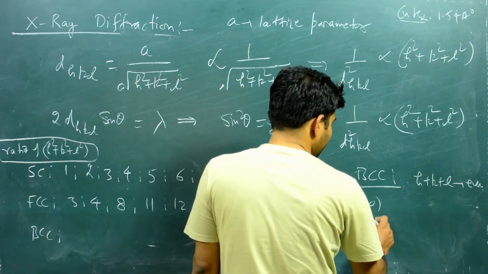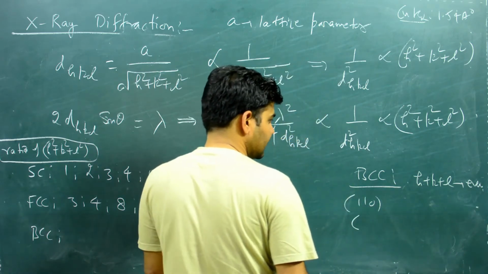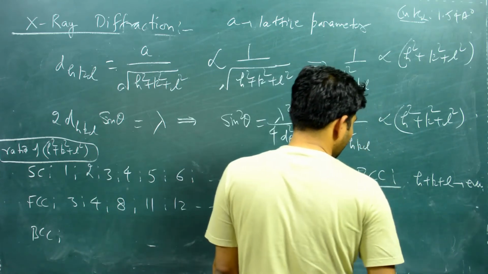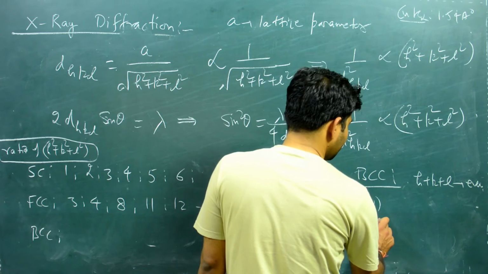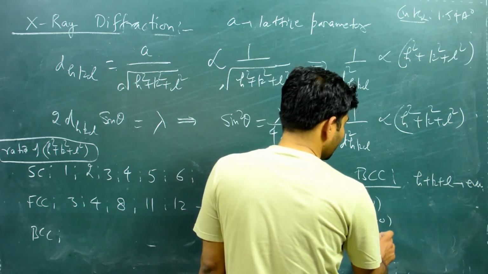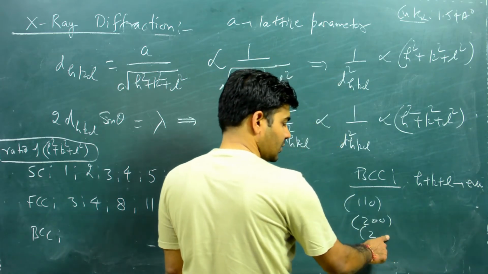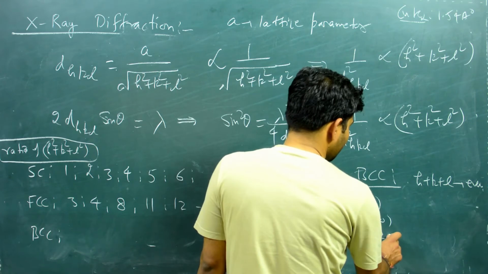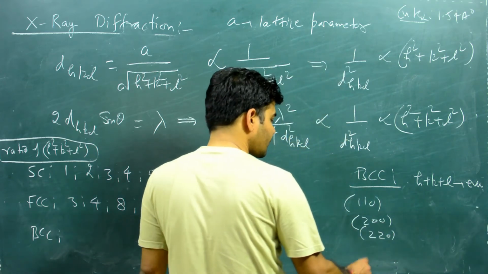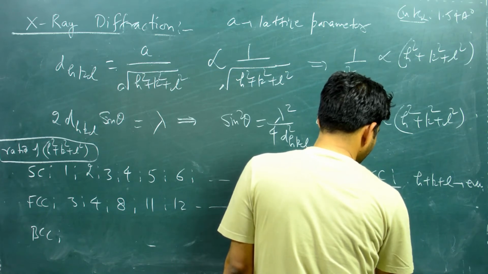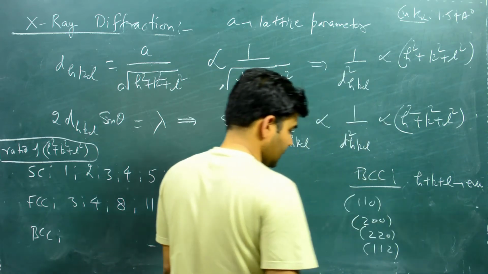Right? So similarly, next possible choice, let's say if I take 111, the sum will be odd, so not allowed. 200 is allowed because the sum is even. 210 is not allowed, the sum is odd. 220 is allowed, the sum is even. Okay, and similarly 112 is also allowed because the sum is even.